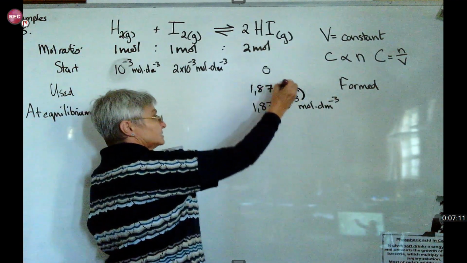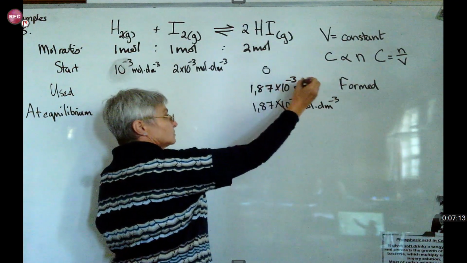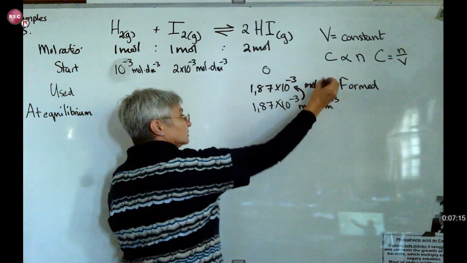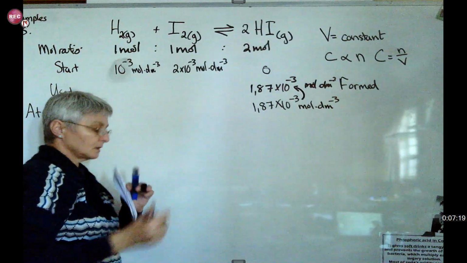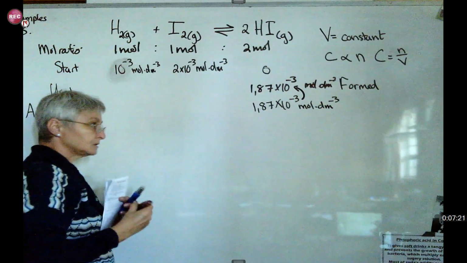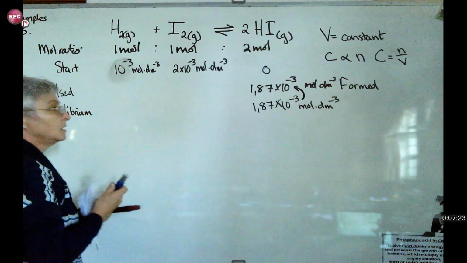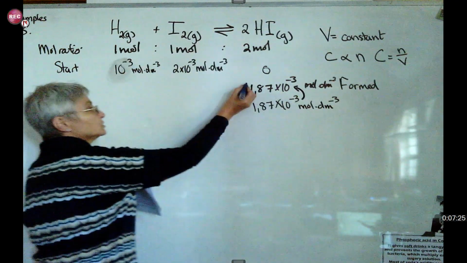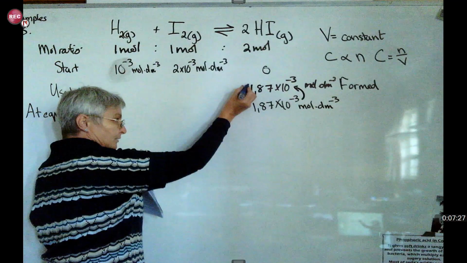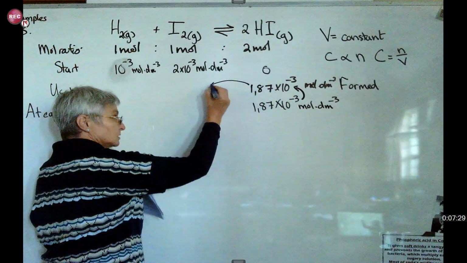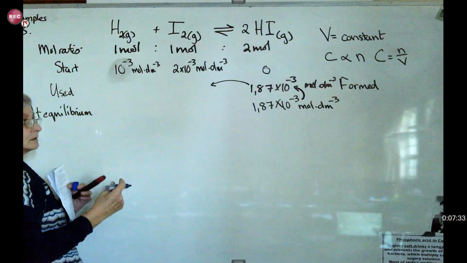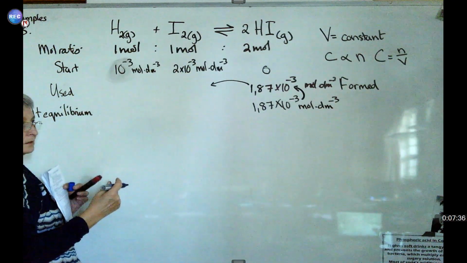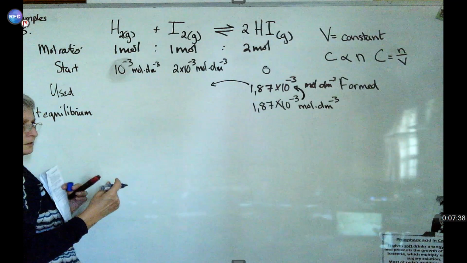1.87 times 10 to the minus 3 mole per cubic decimeter. Are you following? How much of that used, that used how much of this? 9.35 times 10 to the negative 6.